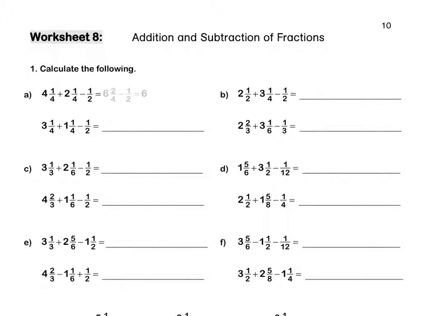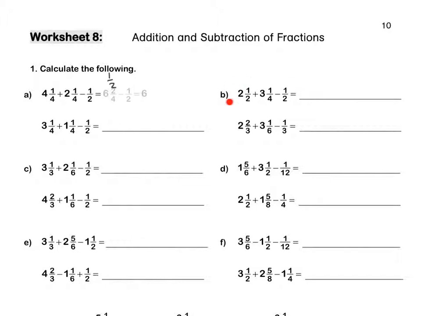Worksheet 8. Calculate the following. We have plus and minus in the same sum, so we must simply do our sum from left to right. 4 plus 2 is 6. Quarter plus a quarter is 2/4. Then we need to minus a half. We know that 2/4 is a half, so 6 1/2 minus a half is 6.